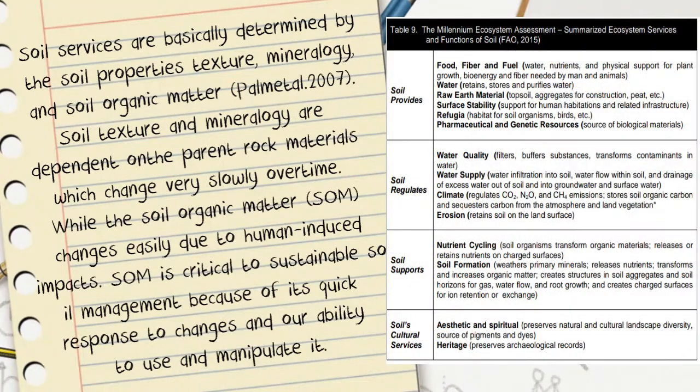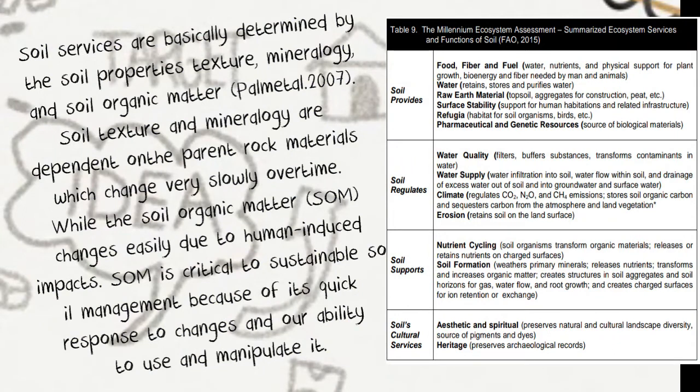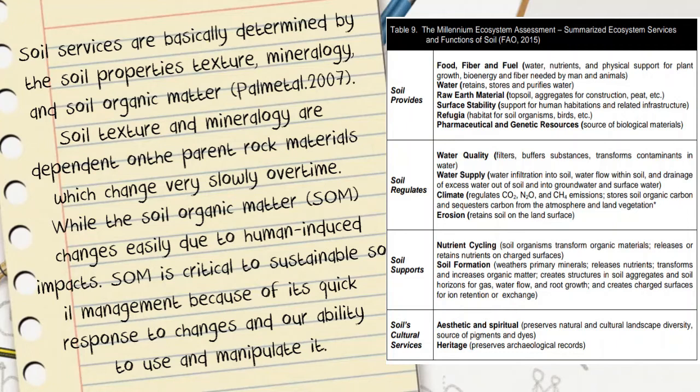Soil services are basically determined by the soil properties: texture, mineralogy, and soil organic matter. Soil texture and mineralogy are dependent on the parent rock materials, which change very slowly over time, while soil organic matter changes easily due to human-induced impacts. Soil organic matter is critical to sustainable soil management because of its quick response to changes and our ability to use and manipulate it.